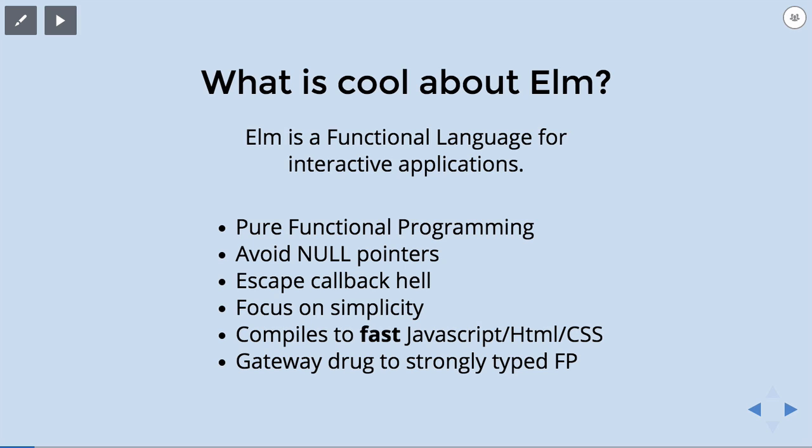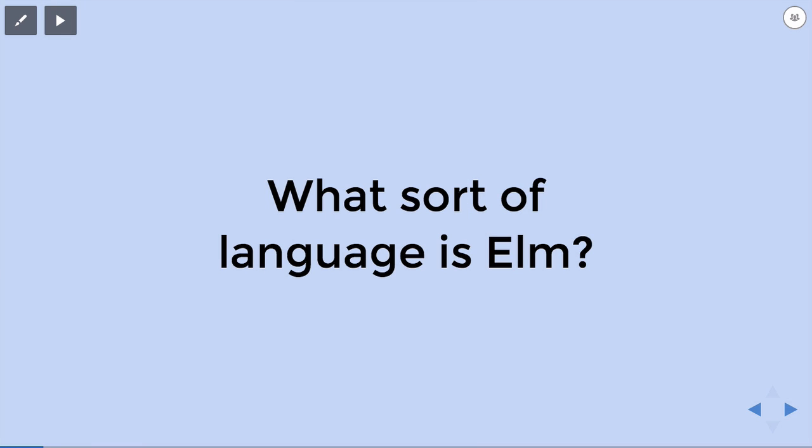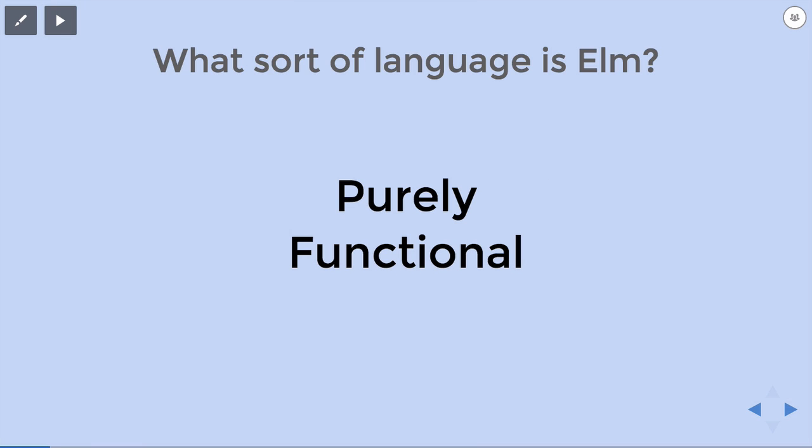It's quite fast. And most importantly, it is a gateway drug to strongly typed functional languages like F# and Haskell, that sort of thing. If you start with Elm, you will be able to get into those languages much easier. So what sort of a language is Elm? As I said, it's purely functional.